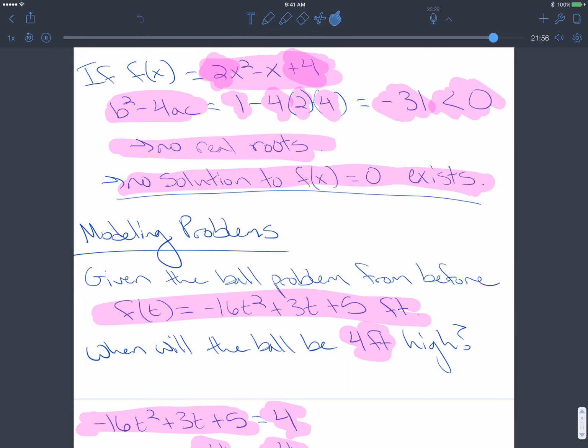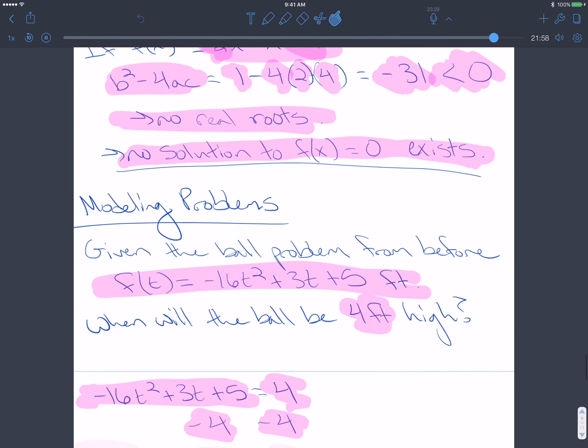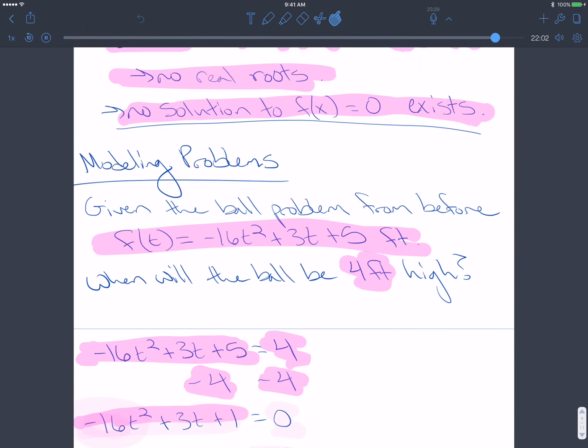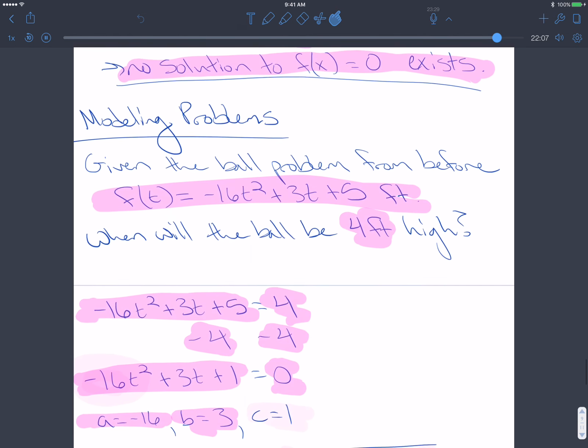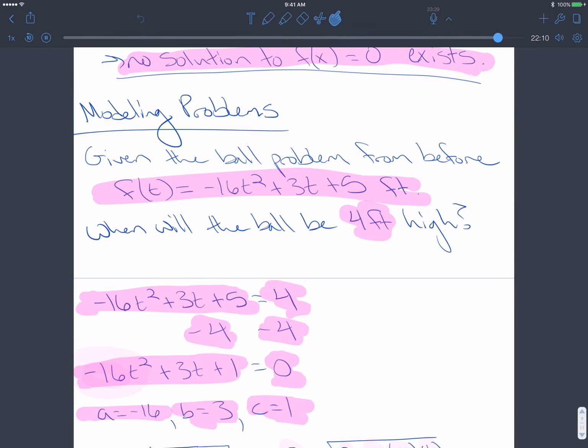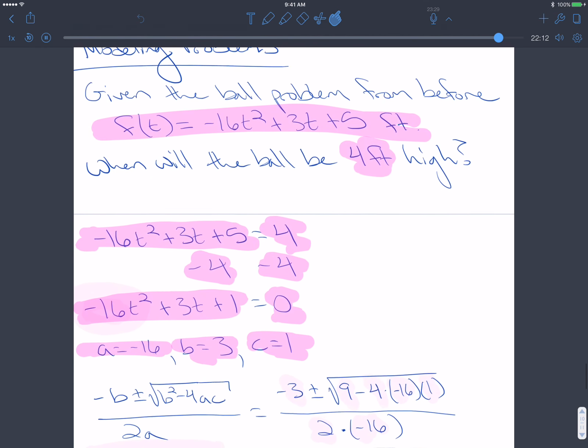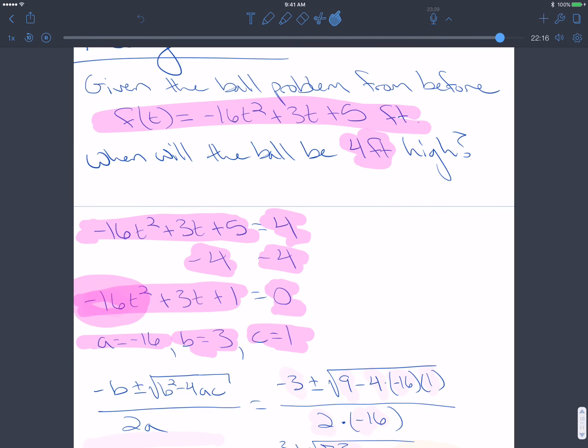Subtract the 4 from both sides, so I actually have an f of x equals 0 kind of form. That gets me negative 16t squared plus 3t plus 1 equal to 0. So a is negative 16, b is 3, and c is 1. I'll solve with the quadratic formula, because that seems like the most straightforward way to go when I have a negative 16 in front.